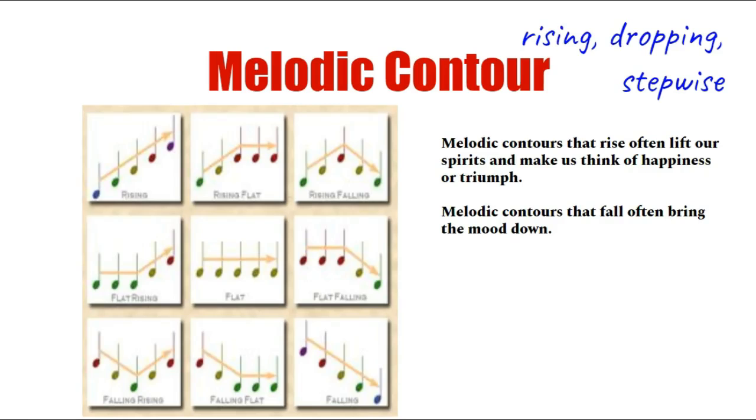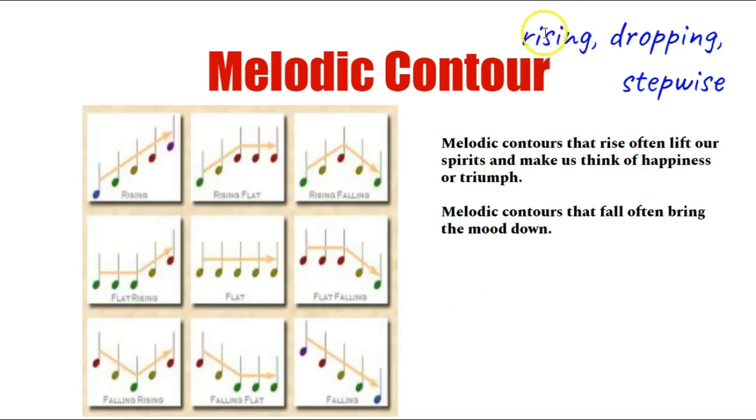And last, we have melodic contour. So that's basically what you would get if you connected all the dots. If you connected the notes, the overall shape, the contour. So here we've got rising then flat, you've got up and down, falling, those sorts of things.